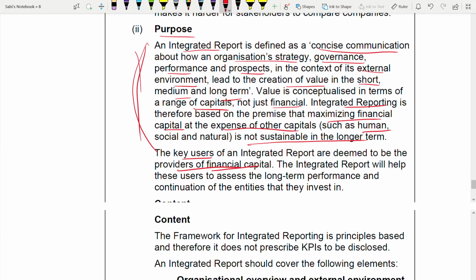So integrated reporting will help this user. What is their purpose? It will help them to assess the long-term performance. This is the purpose: whether the entity will continue to perform for the long term or not.